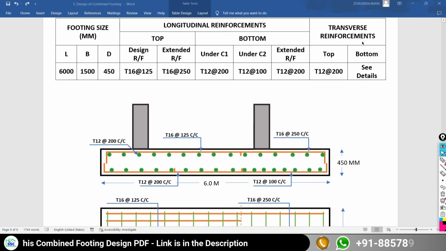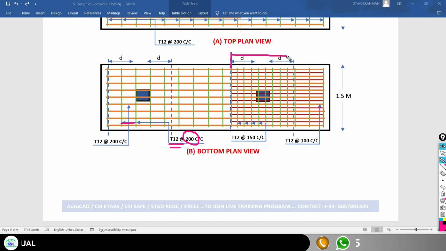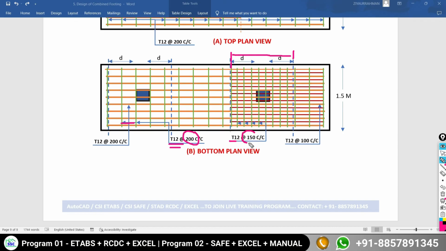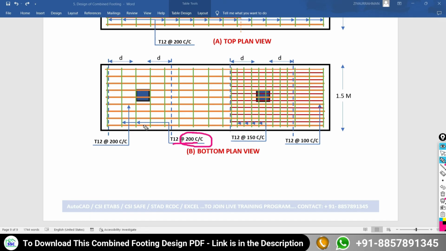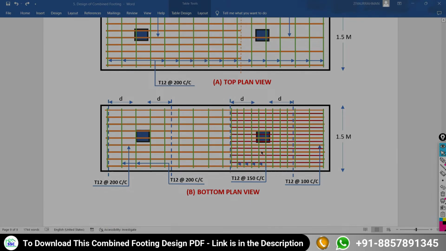Likewise at the bottom face we need to look at the details. So look at the bottom face in detail. Under the column C1 the transverse reinforcements are 12 mm dia at a spacing of 200 mm center to center, and under the column C2 for 1 meter width, 12 mm dia at a spacing of 150 mm center to center. For the rest of the portions the spacing is 200 mm center to center for the transverse reinforcements. Hope that you all understood this complete schedule and detail of this combined foundation.